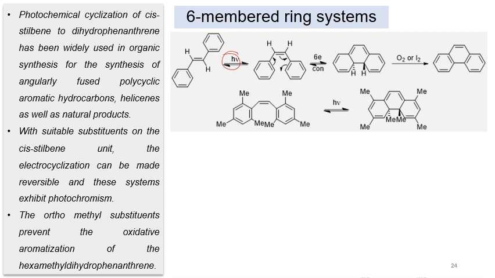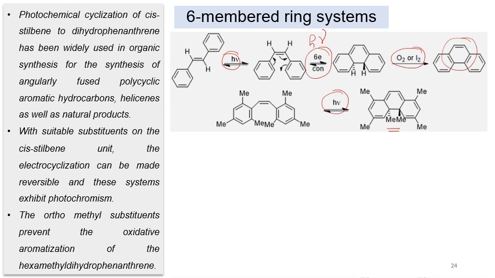Now this is in perfect position to give you a 6 electron photochemical conrotatory ring closure. This can be oxidized very easily to the aromatic system, giving you phenanthrene systems. Same here, under photochemical conditions, you can get very nice cyclization via conrotatory ring closures.